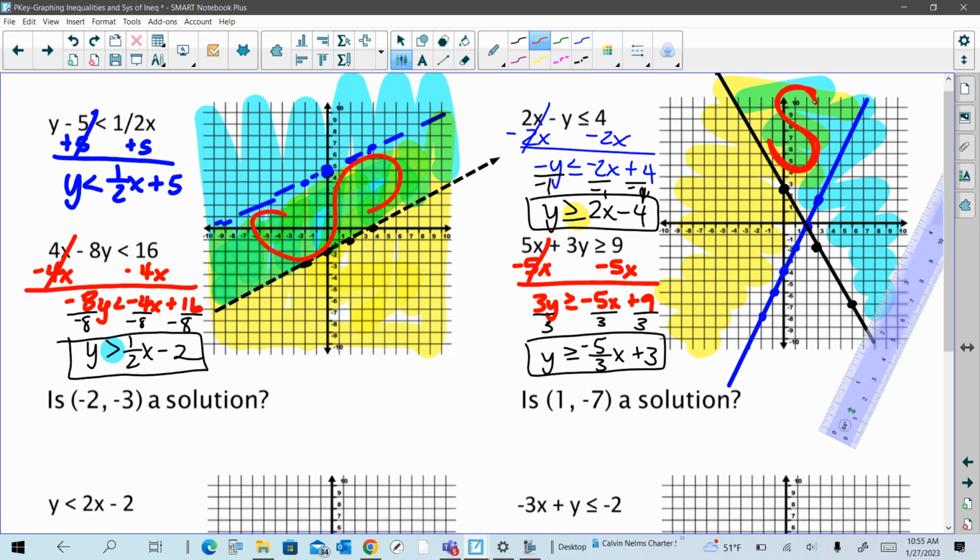Wait, can we use markers as highlights? Yeah, you can use those. That's what I'm doing.